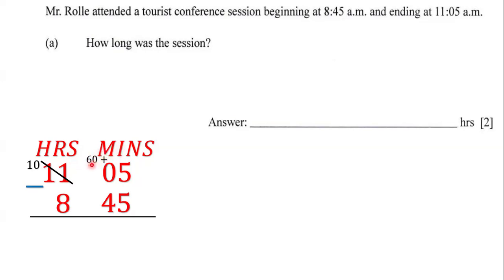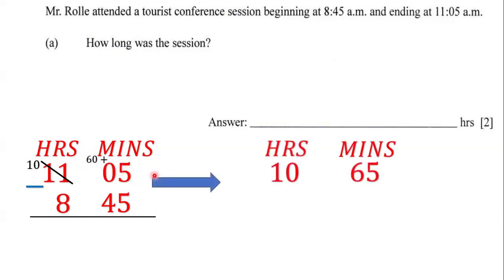So 60 minutes that was borrowed, I should say. And so we have 60 plus 5 minutes. We cannot forget this 5 minutes that was already there. And so altogether on the minute side, what we actually have is 65 minutes. Now on the hour side, we just have 10 hours, because we took away 1 from the 11, and we still have 8 at the bottom and 45 at the bottom as well.